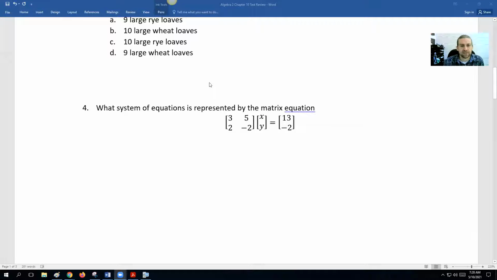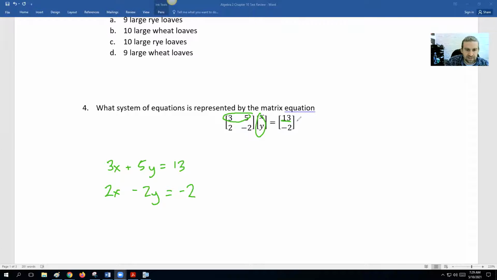All right, next it says write the system of equations represented by the matrices here. Technically what we would do is take this row times this column and set it equal to the first number here. So it'd be 3 times x plus 5 times y equals 13. Now the easy way is just to go through: the first column is the x's, the next column is the y's, just set it equal to the answer. Then we do the same process here. We got 2x plus negative 2y equals negative 2. All right, and so that's that problem.